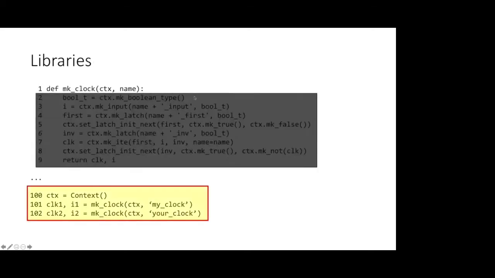So in this case, let me blur out the definition of the clock, which I wrote in the previous slide as well. And let's focus on the yellow box at the bottom. In this case, we just create a context, and then we can, with two instructions, allocate two different clocks using the very same context object. In this case, we can reuse the design that we have written before twice in a very simple manner.